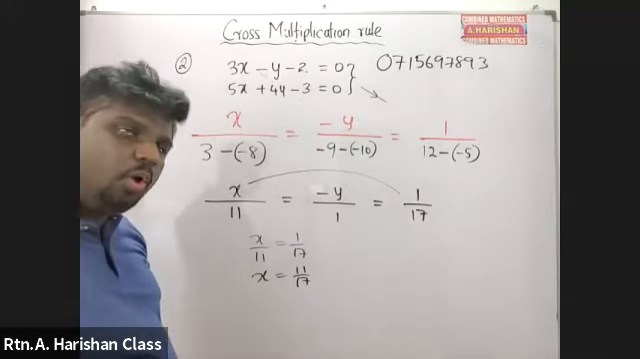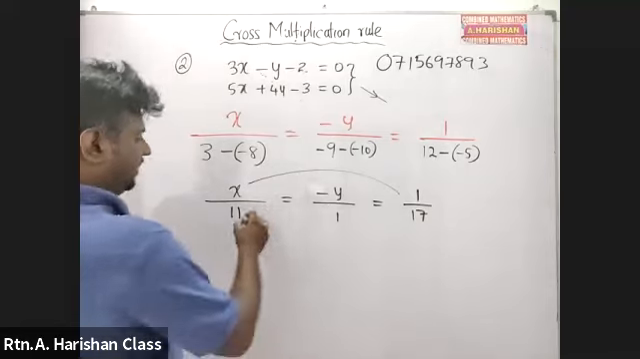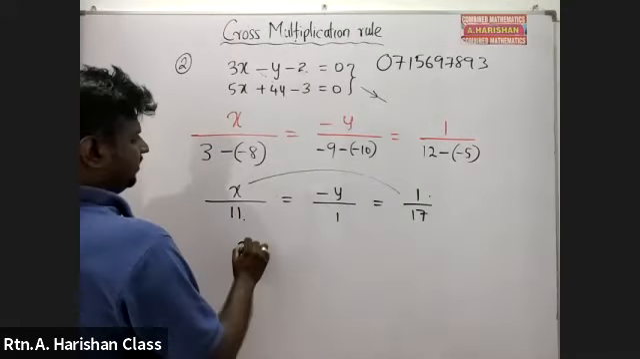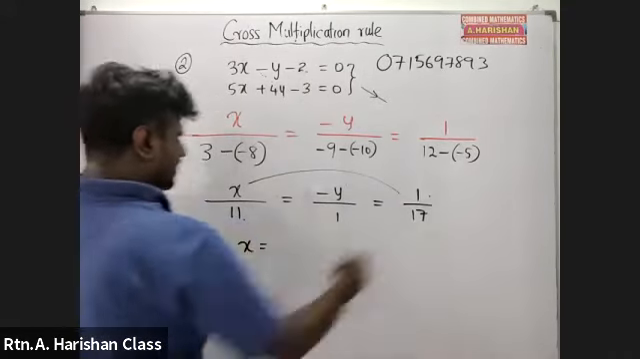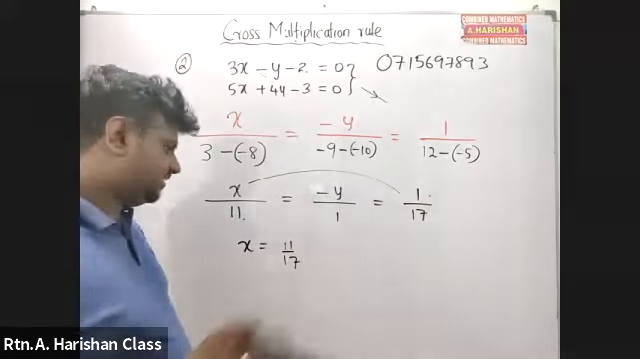Okay, if you want, straight away you can cross multiply. Here, while writing x, 11 by 7. So you have to develop these kinds of skills, right?